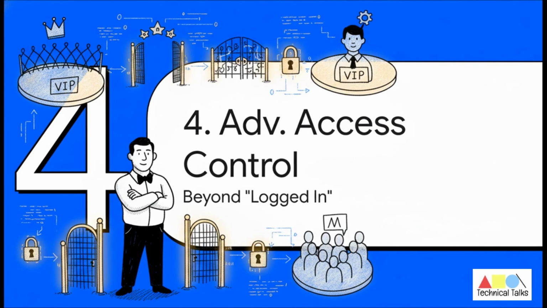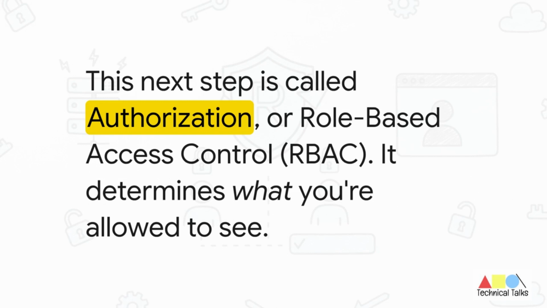Okay, so getting past the main bouncer is one thing. But what if your VIP area has, well, different sections inside it? Maybe one area for regular members and a special behind-the-scenes area for administrators. This, my friends, is called authorization, and it's the key difference between authentication and authorization. See, authentication is just about confirming who you are. Yep, you're on the guest list. But authorization is about determining what you're allowed to do, which specific section of the club you can get into.